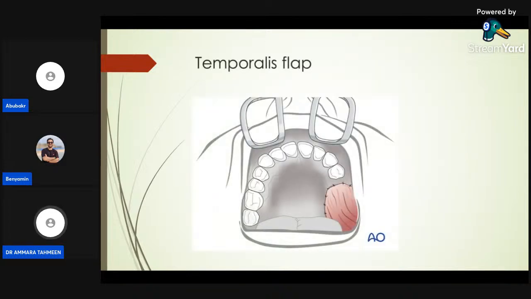Another flap is the temporalis flap. Again, it is usually carried out in larger maxillary sinus defects, oroantral defects, such as excision of tumor, or sinus pathologies, or osteoradionecrosis, osteomyelitis of the maxillary jaw. There is a big bone defect along with the sinus communication. The temporalis flap has been used to cover these defects.